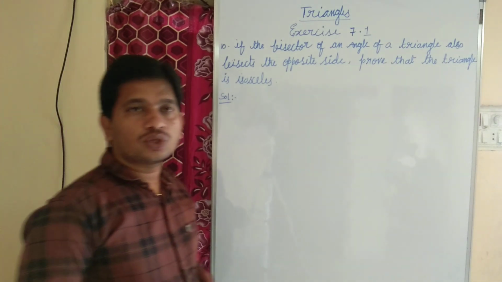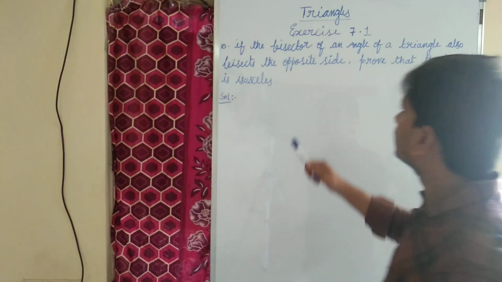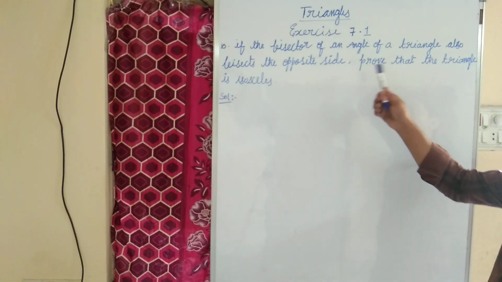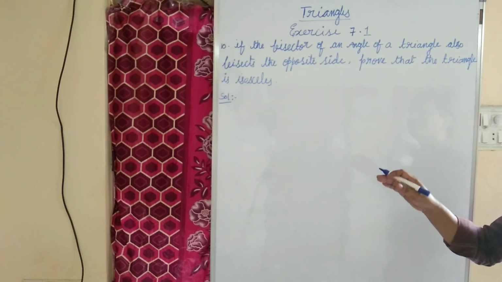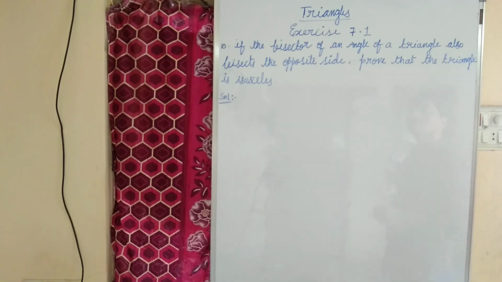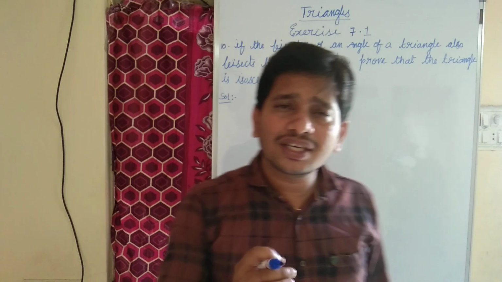Now coming to 10th question. If the bisector of an angle of a triangle also bisects the opposite side, prove that the triangle is isosceles. Try to understand the question.